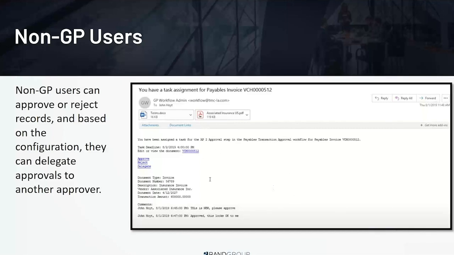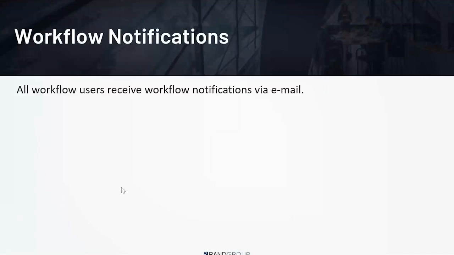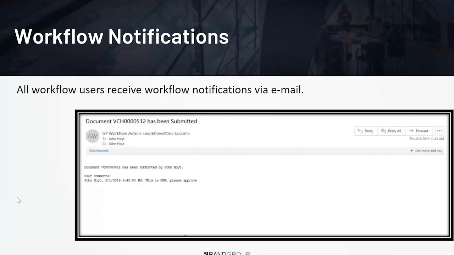Let's dig a little bit into the notifications that you can set up in GP Workflow. So the notifications are available to send to all workflow users. They will receive them through the workflow notifications via email. So you could send emails that tell the approvers and the users that something has been submitted, that it's ready for action. So all of the different steps of your workflow can have different notifications associated with them.